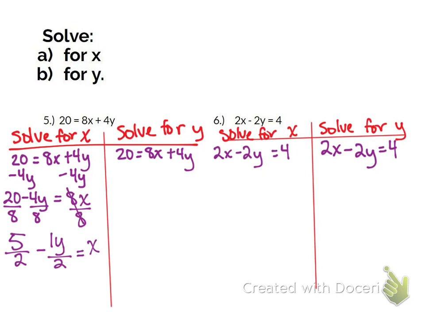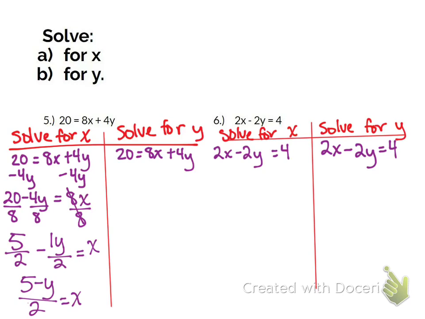Now, if you had 20 minus 4y, the whole thing over 8, I'd probably give it to you. We could, because these denominators are the same, smush this back together and have 5 minus y over 2 equals x. There are a few different acceptable answers at this point.